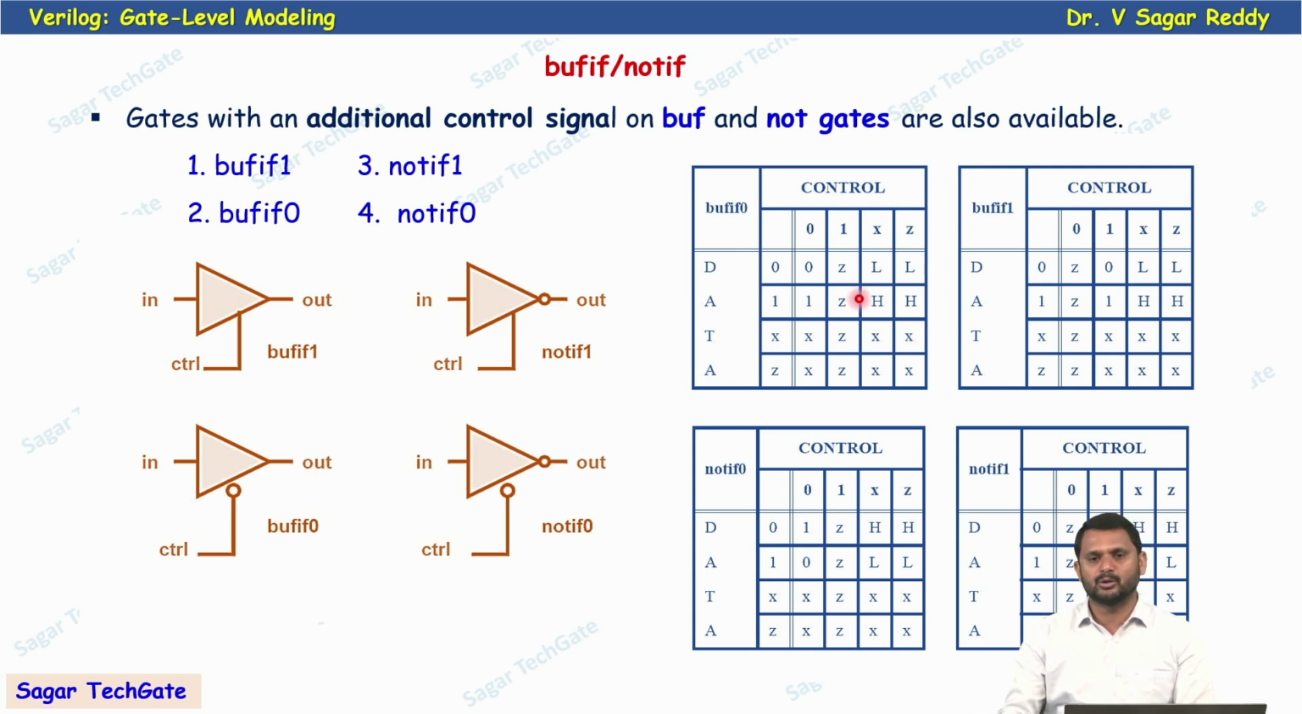In the same way here, L means low and H means high; L represents 0 and H represents 1. If you want to analyze all these circuits, please pause the video and try to understand them using this truth table. The output depends upon the control signals only. For example, in this bufif0, if the control signal is 1, then the output is the high impedance state only.